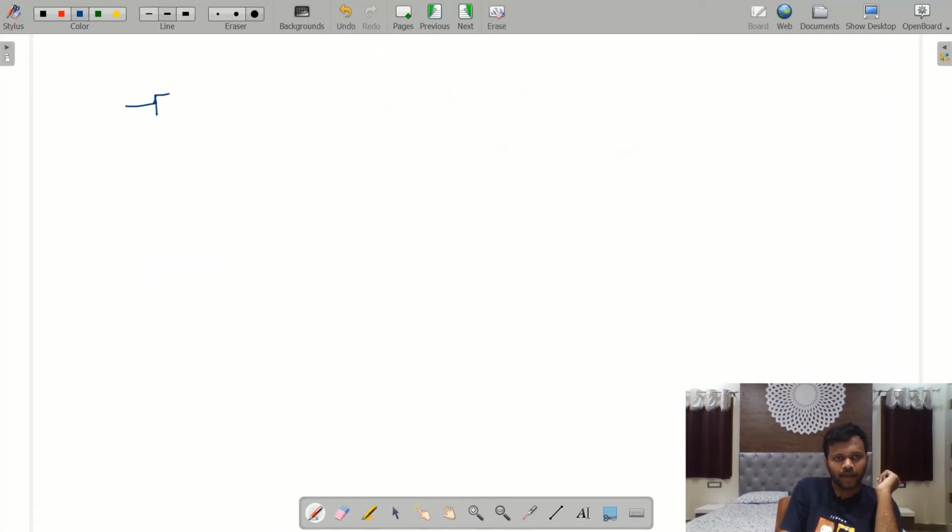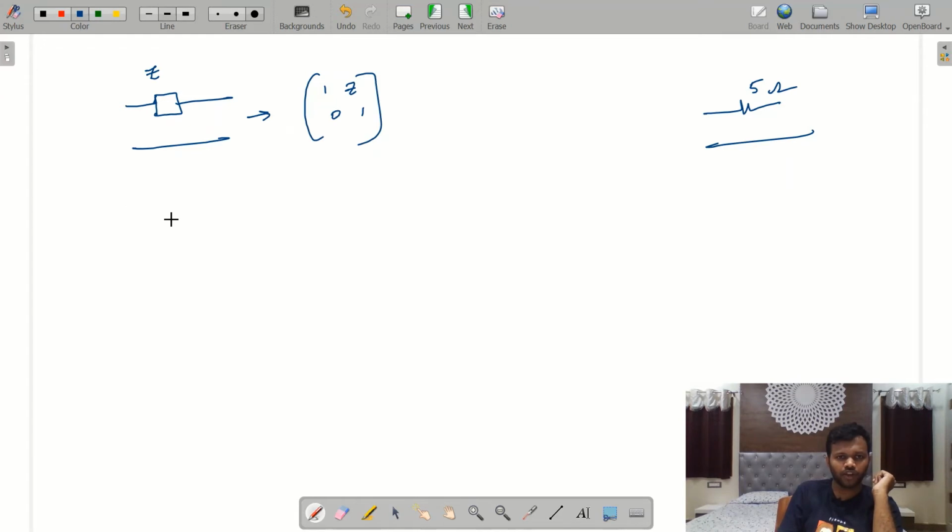Let us consider I'm having a network in this way, just Z. Consider like this, 5 ohms is there, then what will be the ABCD parameters? For this, the ABCD parameters are 1, Z, 0, 1. So how did we get this? See here. I'm having a network of Z. This is my V1, I1, I2, V2, right?